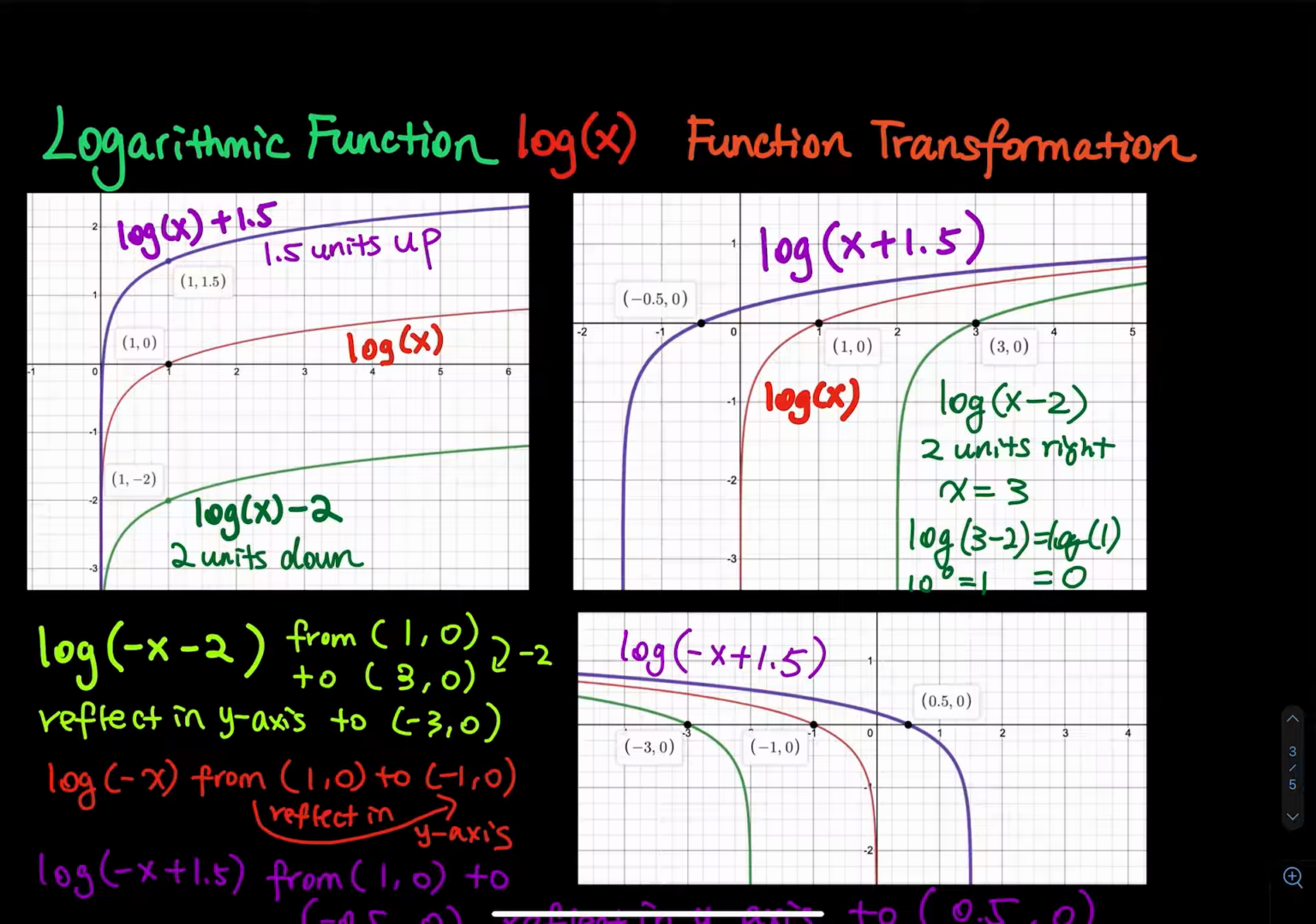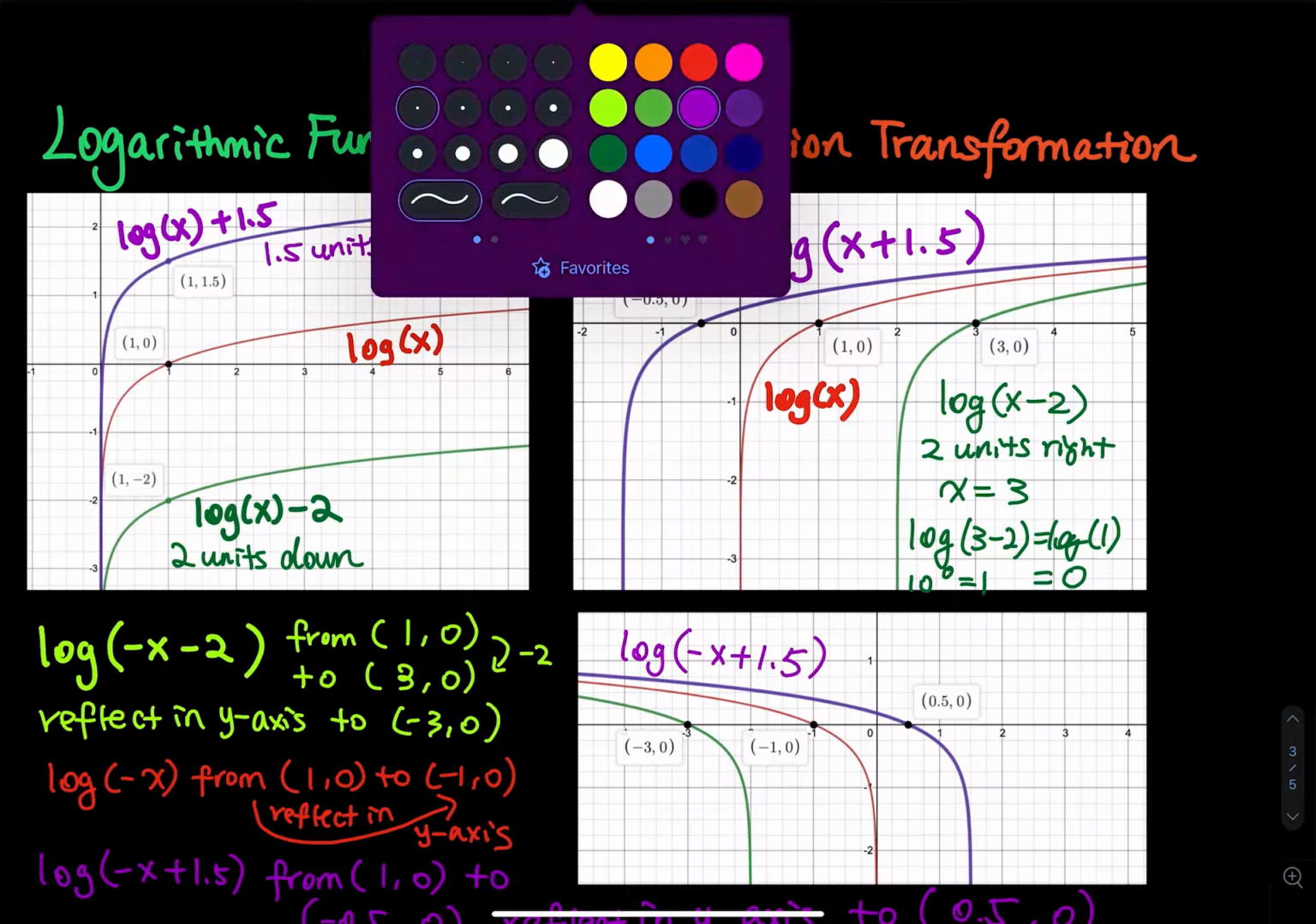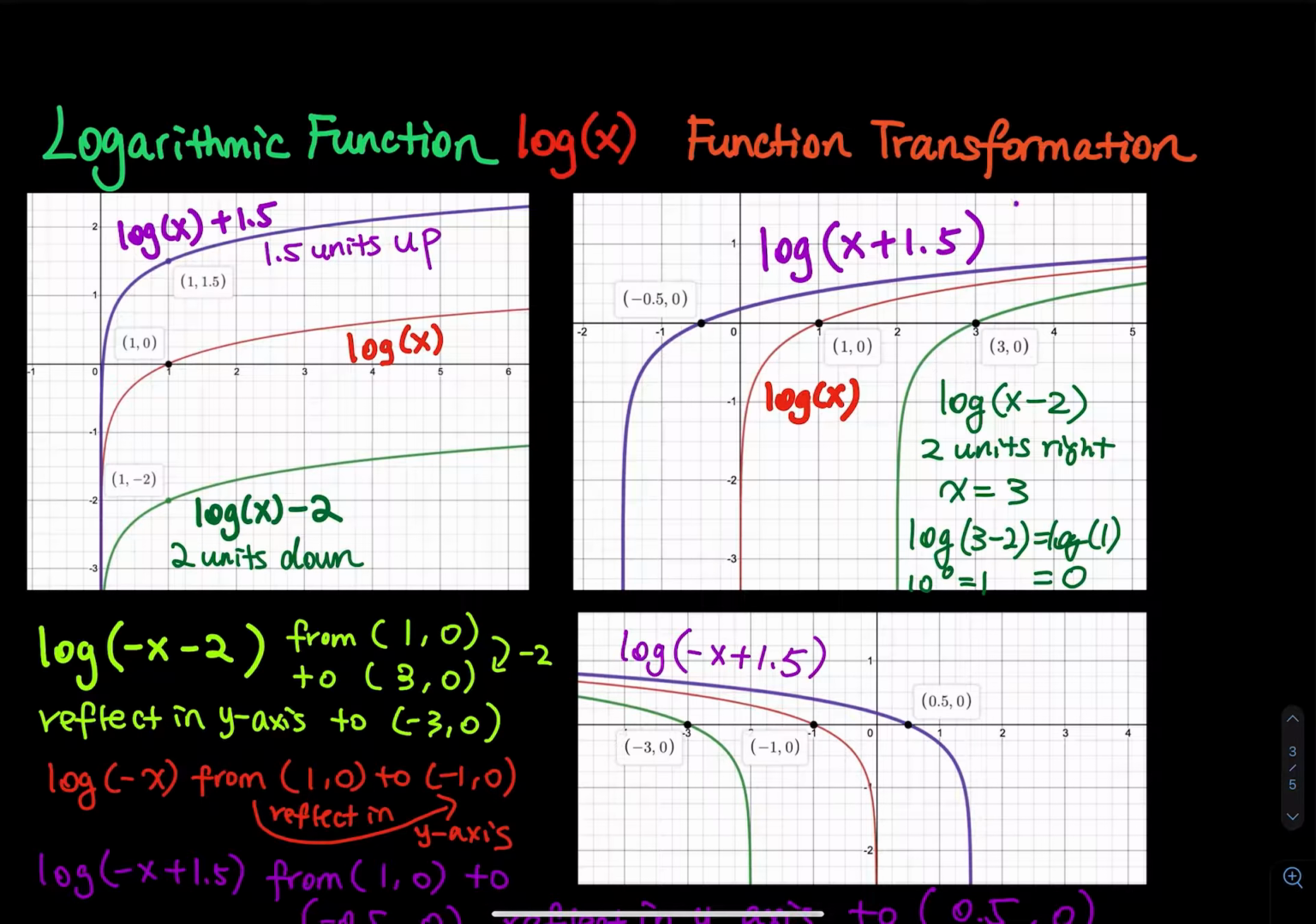I should match the color for you. So this is 1.5 units left. From where to where? From (1, 0) to (-0.5, 0). How do I get the -0.5? Easy. Take 1, subtract 1.5 to get -0.5. So here is the transformation from here, 1.5 units to there.